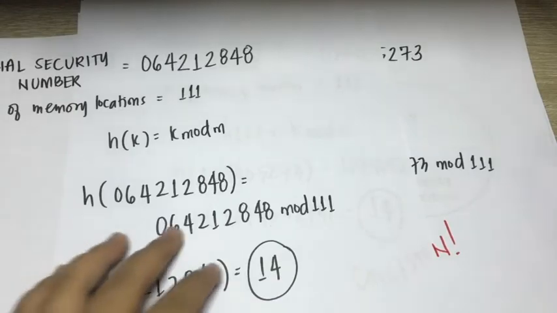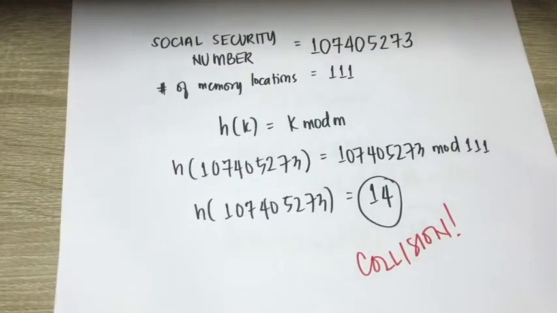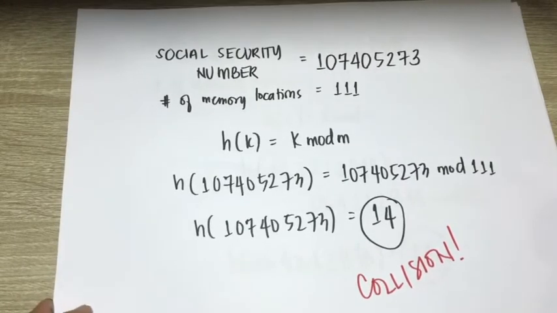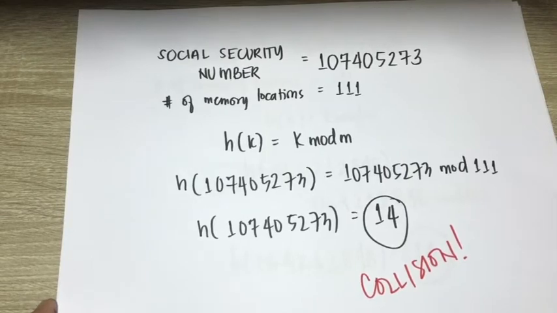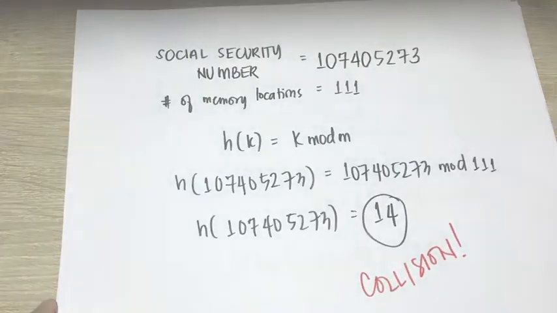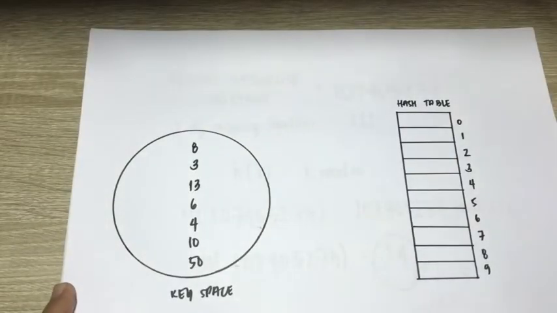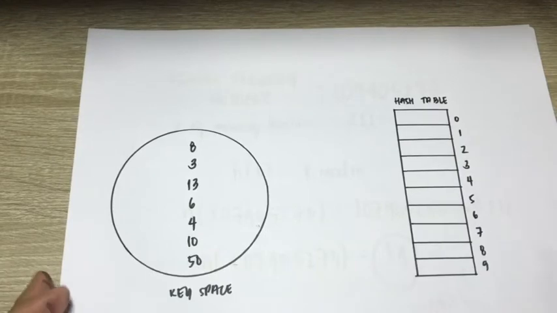Now, for us to be able to counter this collision, we are going to apply the idea of linear probing and quadratic probing. So that will be the next topic that I am going to discuss. How can you resolve collision using linear probing and quadratic probing? Before we talk about them, let us first understand again what a collision is.